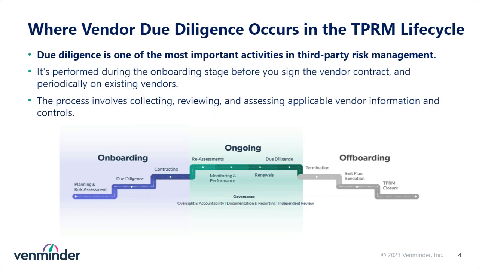Let's begin by taking a quick look at the 3 stages of the third-party risk management lifecycle. As you can see, due diligence takes place in the first 2 stages, onboarding and ongoing. This means that both your potential and existing vendors have to go through this process.